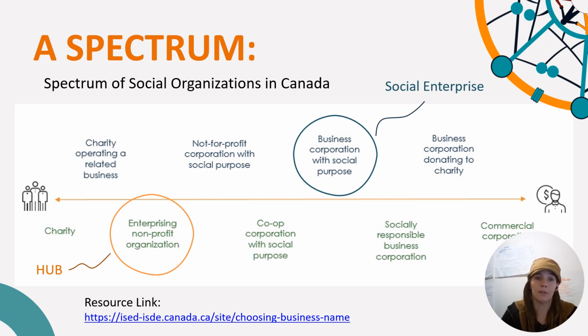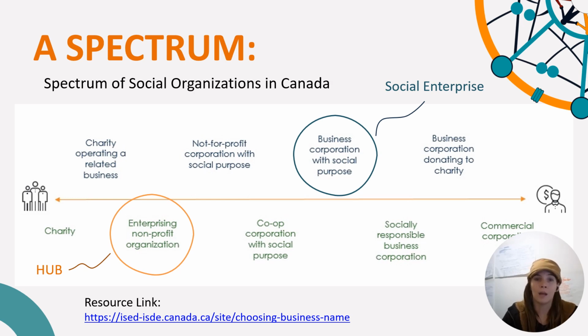We have charity on the left, and then we just go along through the options. So charity operating a related business, which is an option for social enterprises. And then we have an enterprising nonprofit organization. That is what the hub is doing. The society is called the Lillooet Learning Community Society, which is a nonprofit, and it is doing business activities to bring different revenue streams and support the social programs.